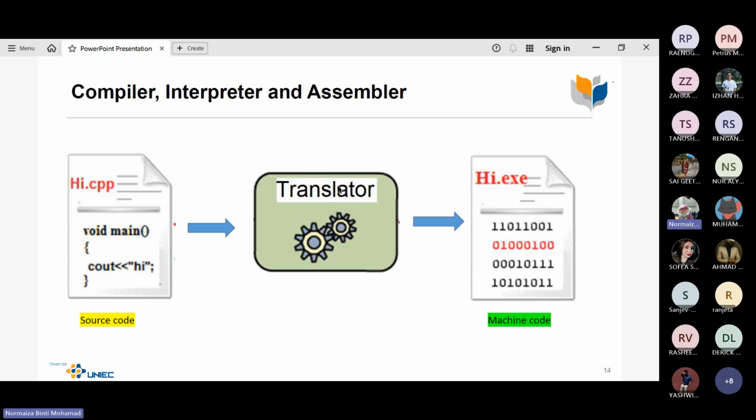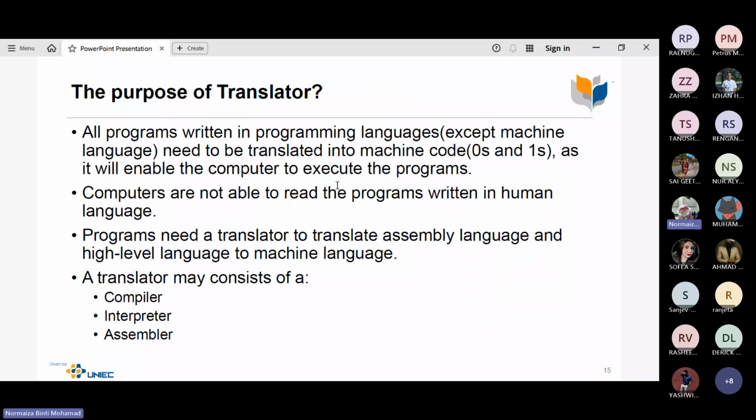And then interpreter, what's an interpreter? Is the interpreter the same as a translator? A translator basically translates the source code into machine code. Okay, what's the purpose of a translator? All programs written in a programming language, except machine language, of course, need to be translated into machine code, which is 0 and 1, as it will enable the computer to execute the program.